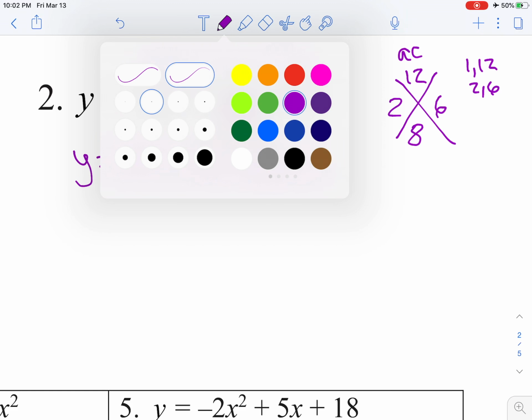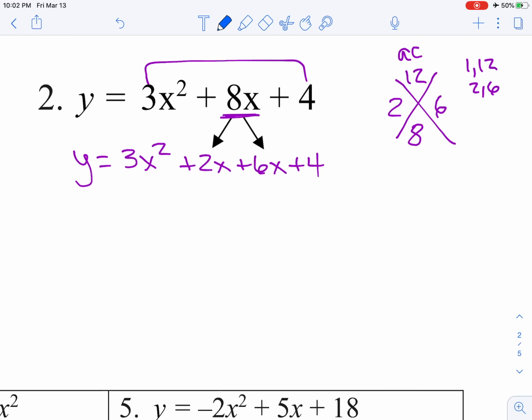Then again, I'm going to cut this in half right there, and I'm going to do some factoring. I look at the first two. What do they have in common? They have an x in common. So I do 3x plus 2.